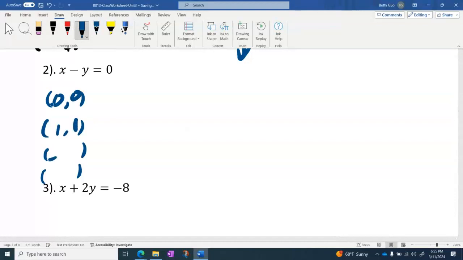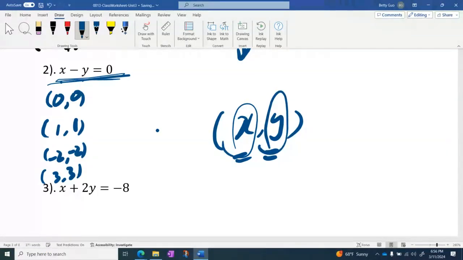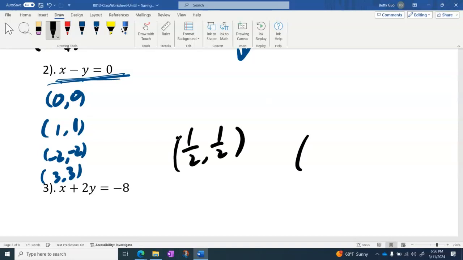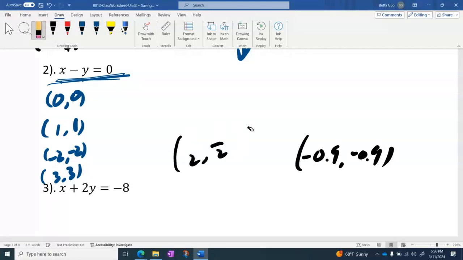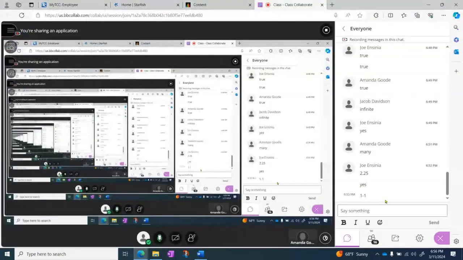0, 0; 1, 1; -2, -2; 3, 3. As long as the x value and the y value are equal to each other, that ordered number pair satisfies the equation because x minus y equals 0, right? The ordered pair is a solution. So obviously we can find infinitely many, uncountably many solutions. You can even do fractions, half, half, or decimals, -0.9, -0.9. For this specific equation, all those solutions are ordered pairs whose x value and y value are equal to each other, okay? 1, 1 is a good example.